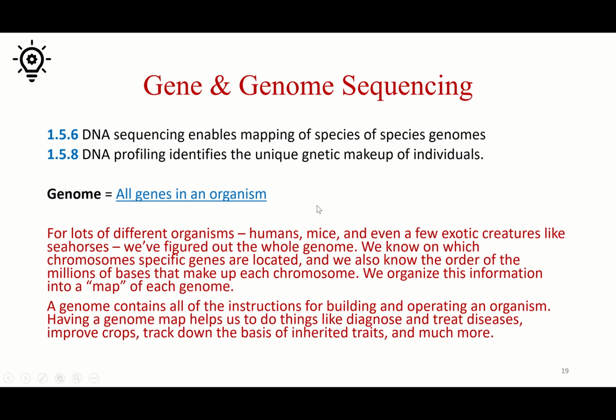Now, I'll just read this. For lots of different organisms, humans, mice, and even a few exotic creatures like seahorses, we have figured out the whole genome. We know on which chromosome specific genes are located, and we also know the order of millions of bases that make up each chromosome. We organize this information into a map of each genome. A genome contains all of the instructions for building and operating an organism, essentially a blueprint. Having a genome map helps us diagnose and treat diseases, improve crops, track down the bases of inherited traits, and much more.